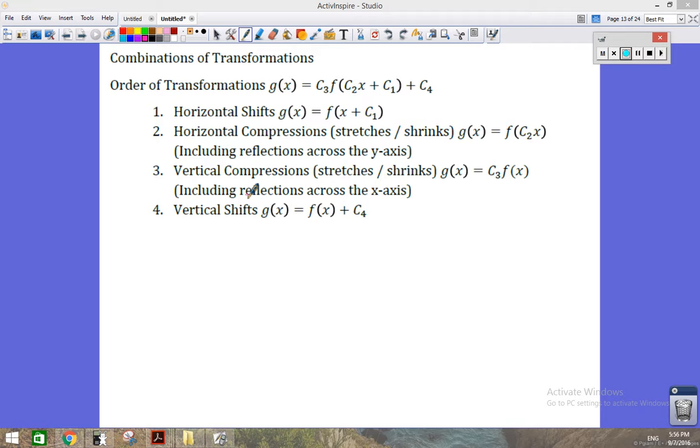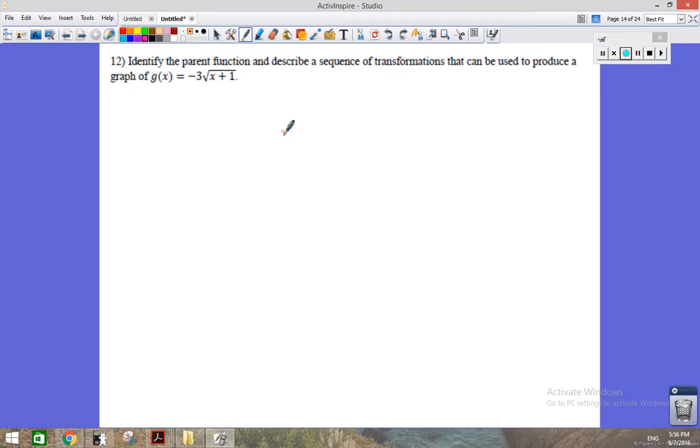And if you have any reflections that are across the x-axis, within that step, you can do those in either order. Then finally, you want to do your vertical shifts, which are up or down. So let's take a look here at this function g. We have a parent function here, f of x, that is the square root function. Okay, and we're going to transform this square root function through a sequence of transformations into this new graph.